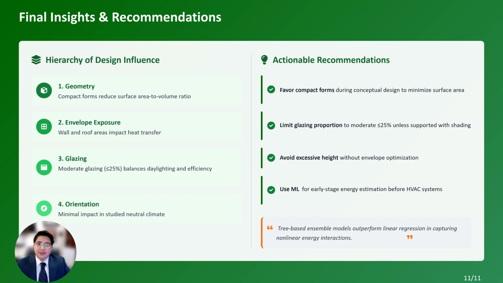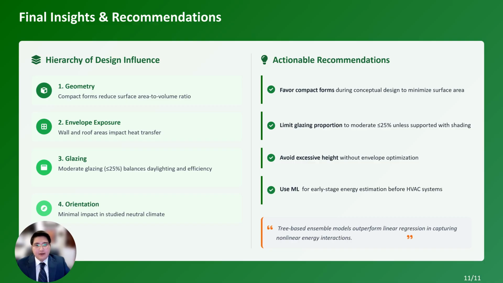To summarize this presentation based on our insights and data, here we're going to have a hierarchy of design influence, where the most important is going to be the geometry of a building, specifically compact forms that reduce the surface area to volume ratio. Then we have the envelope exposure for wall and roof area variables, which impact heat and cooling transfer. For glazing area, a moderate 25% or lower suggests a balance with efficiency.